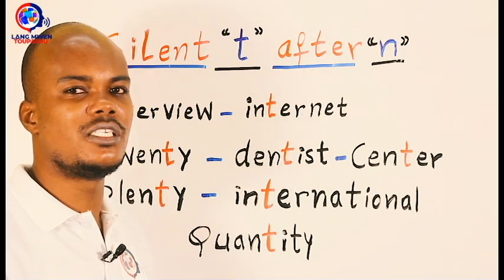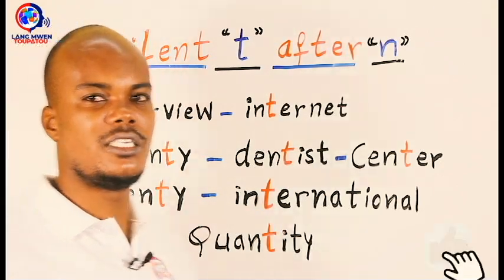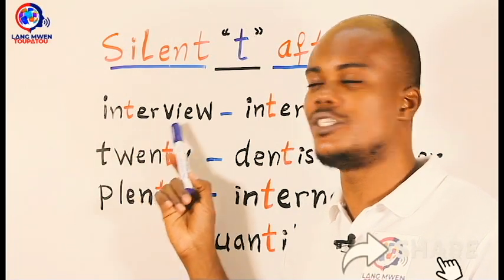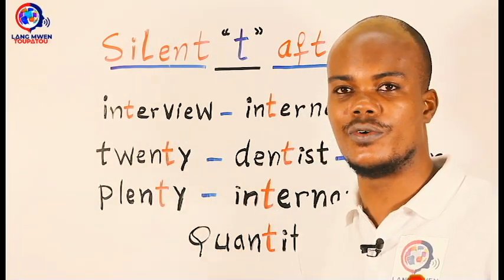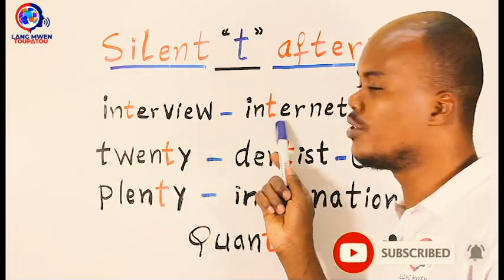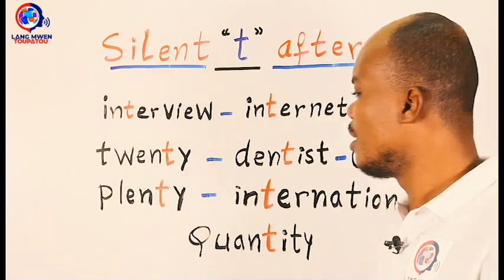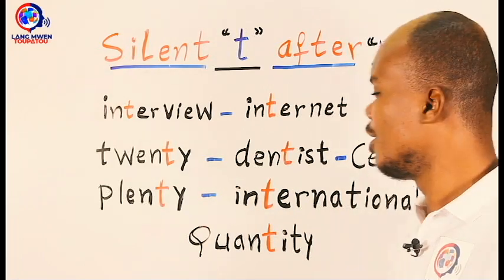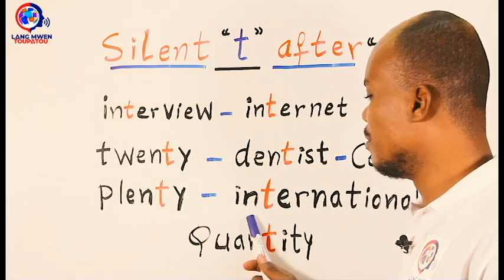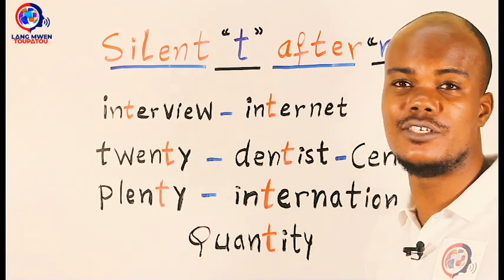But in American English, they drop this T, the T after the letter N. In American English, they do that. They drop the T after the letter N. You don't say interview with the T, you say interview without it. And you don't say internet with the T, you just say internet. And you don't say twenty, you say twenty. You don't say dentist, you say dentist. You don't say center, you say center. You don't say plenty, you say plenty. You don't say international, you just say international. And you don't say quantity, you just say quantity.